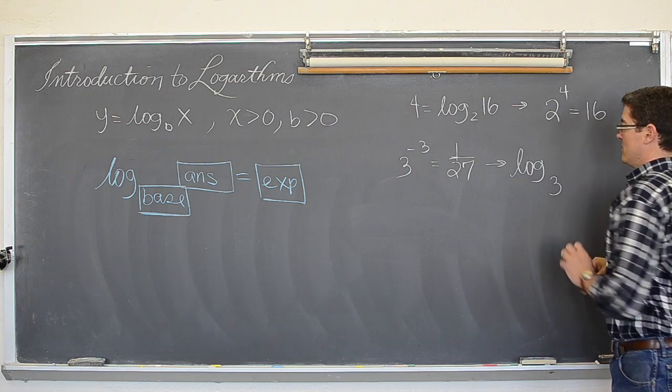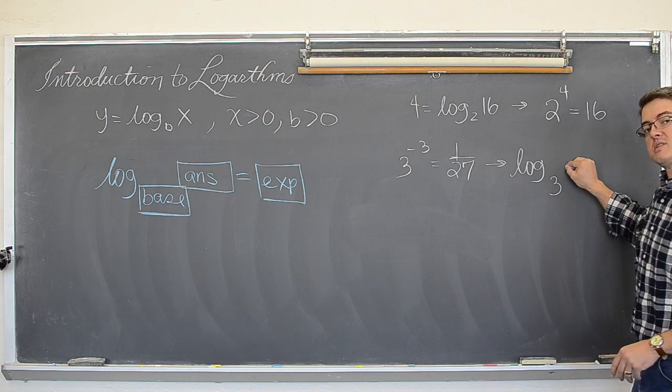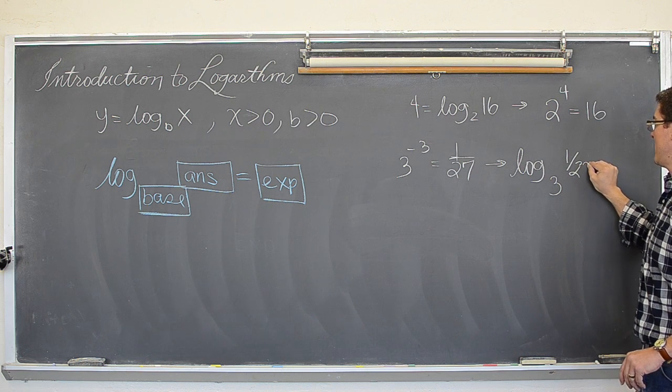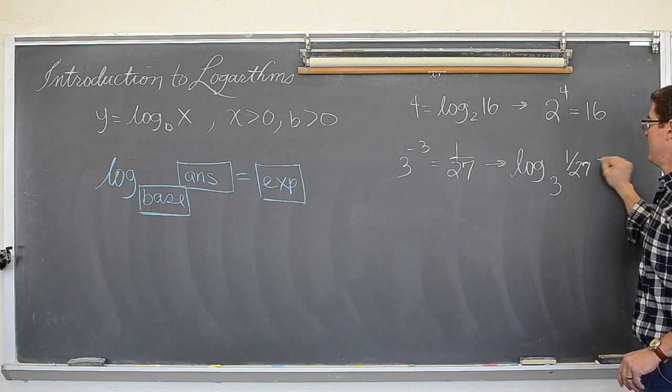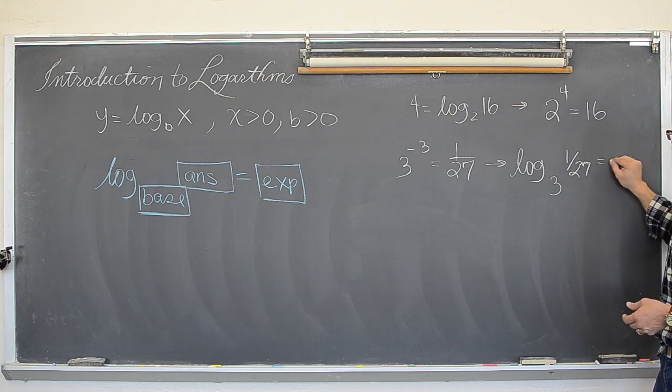Then the answer. What is the answer in exponential form? Well, that is what you're going to be taking the log of. So it's going to be log base 3 of 1/27. And then what do you get out of a logarithm? You get an exponent, so -3.